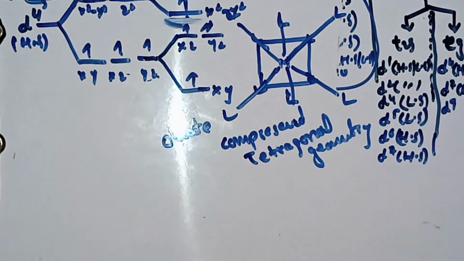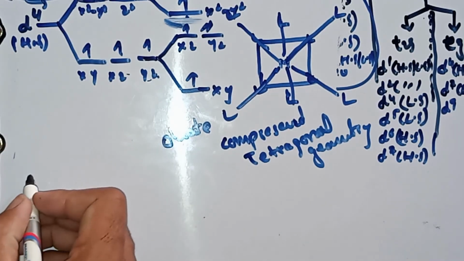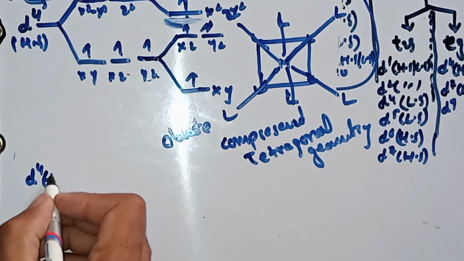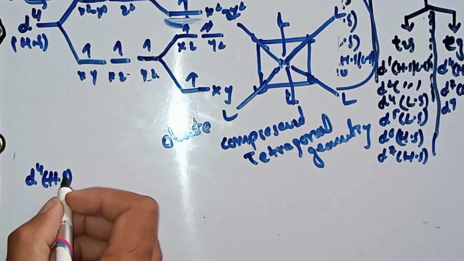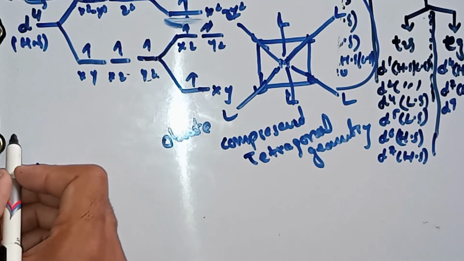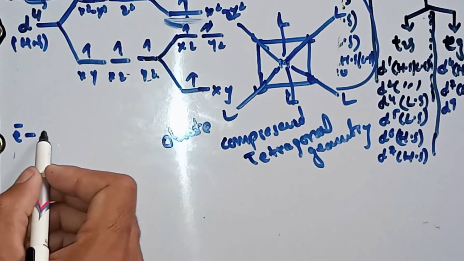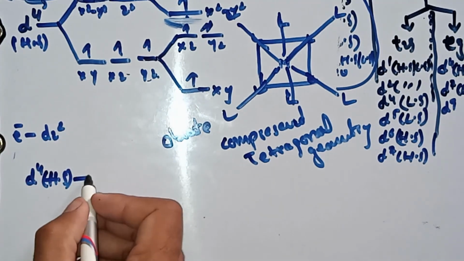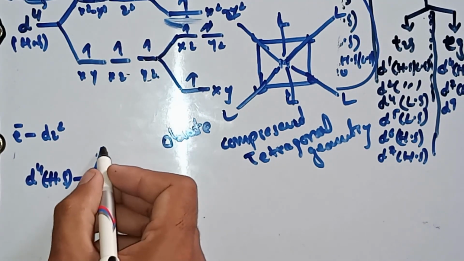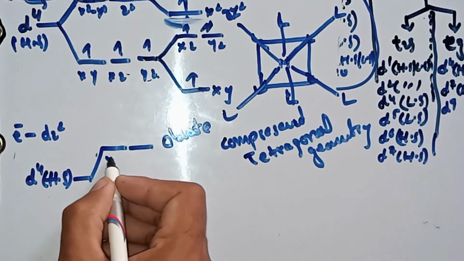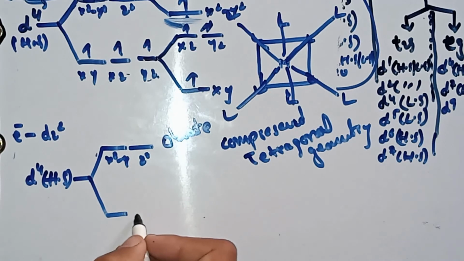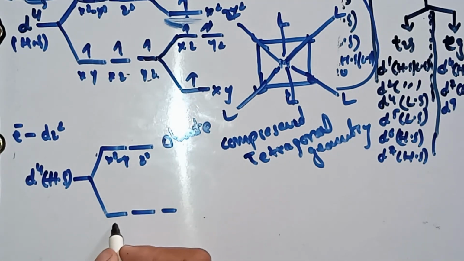So let's start. When that is a d4 system, also high spin, but the electrons are in dz square, then what will happen? Then it will be like that. That is x square minus y square, that is z square, and this is xy, xz, yz.